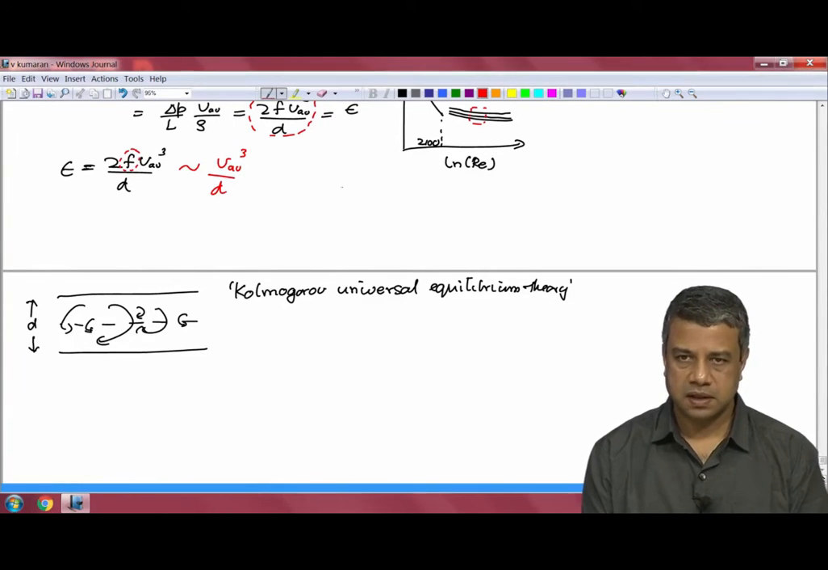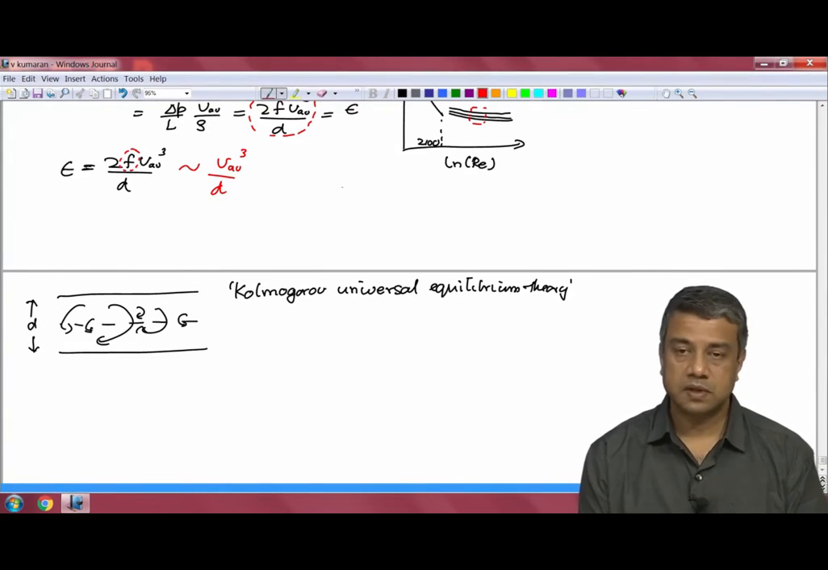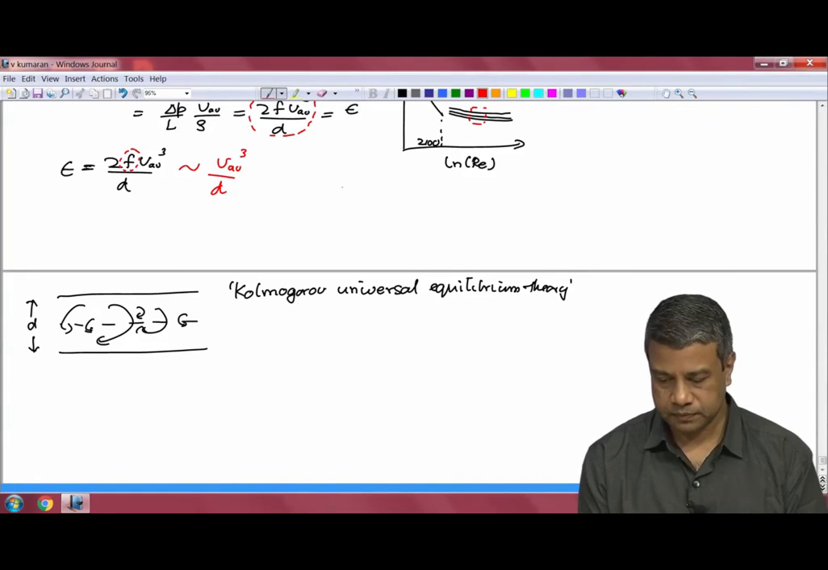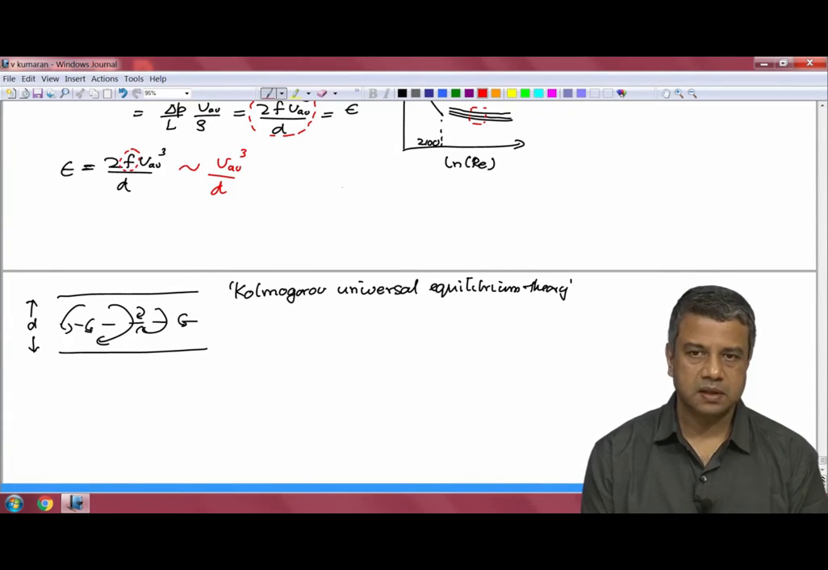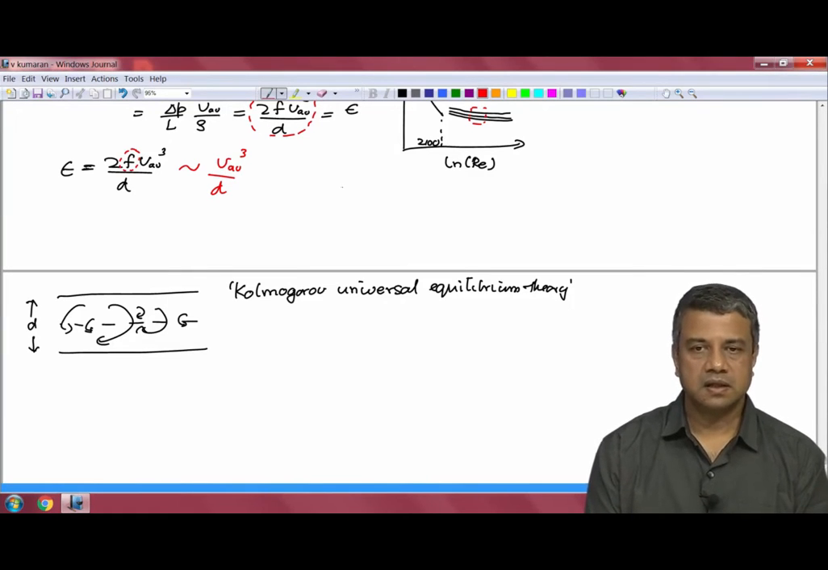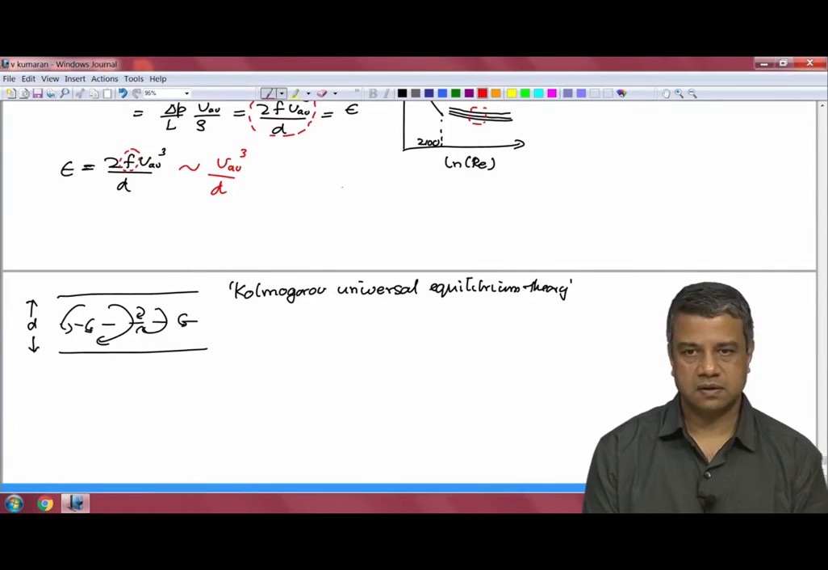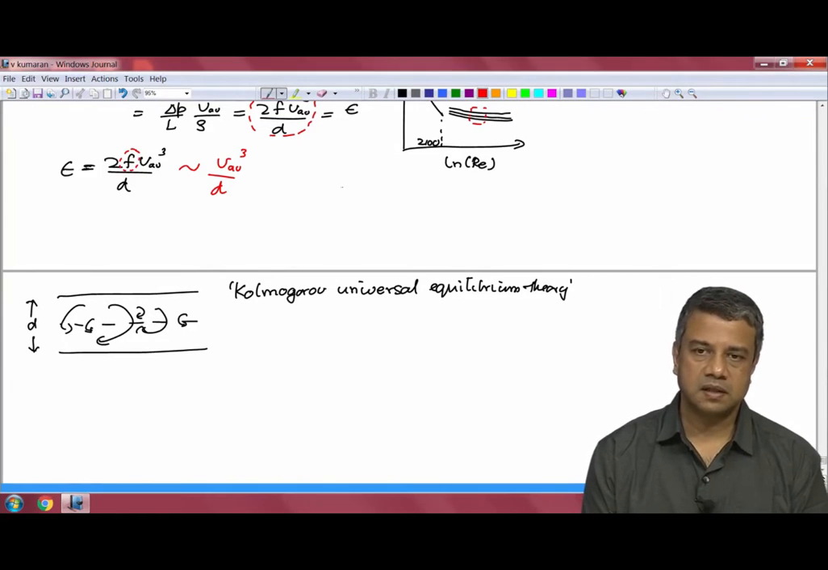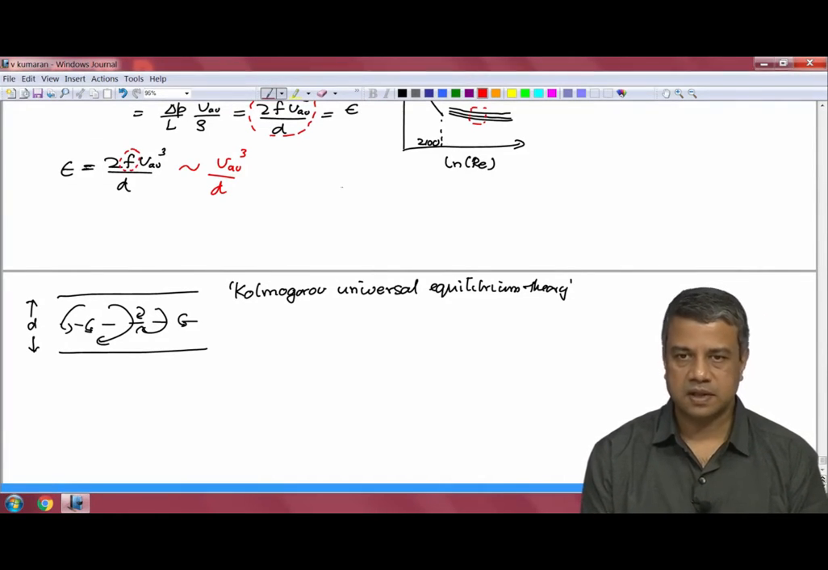So, I told you that there are a range of eddy sizes all the way from the large scale comparable to the pipe diameter down to the smallest scales. How small are the small scales? This is given by what is called the Kolmogorov universal equilibrium theory. Here it is assumed that the size and the velocities of the smallest eddies are so much smaller than the large scales that they are not directly affected by the large scale flow. They are not affected by the large scale flow, both the average flow and the large scale eddies.